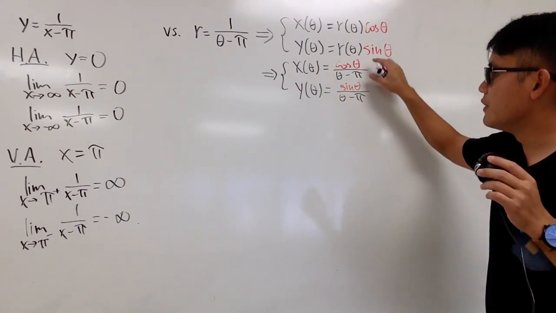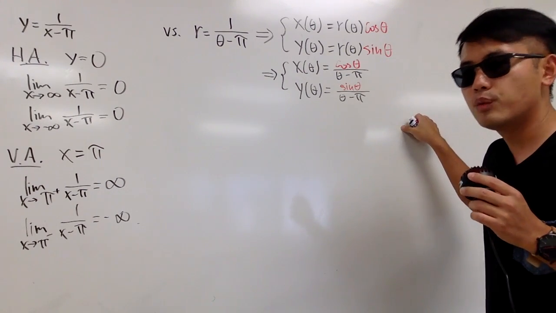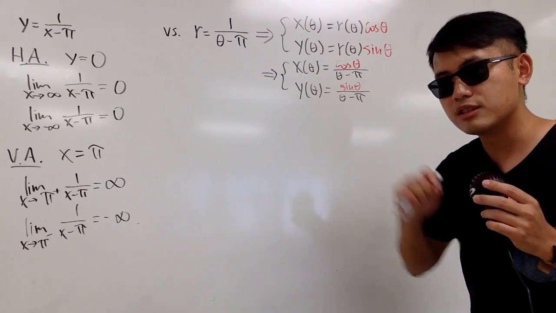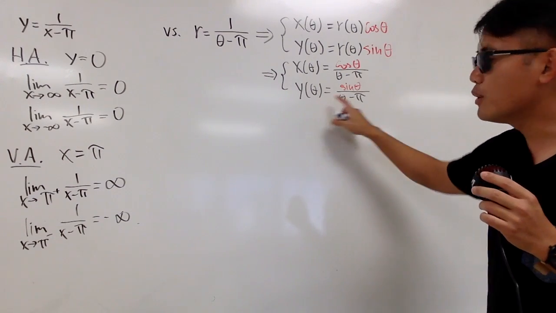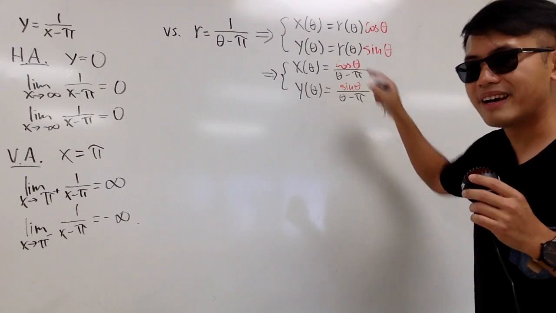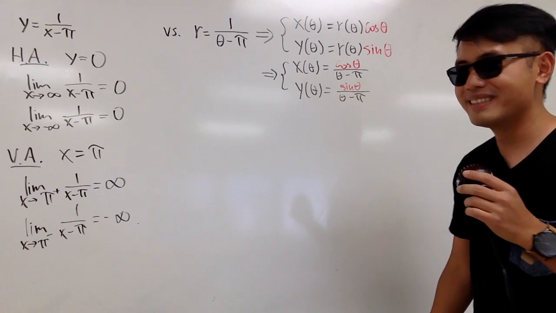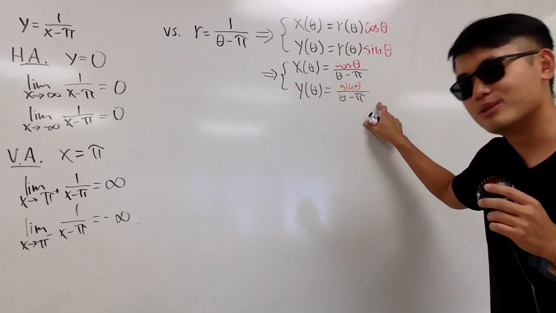For example, if x goes to infinity and y goes to a finite number, then we can say we have a horizontal asymptote. Similarly, if y goes to infinity, or negative infinity as well, and x goes to a finite number, in that case, what can we say? That's a vertical asymptote. So we are going to do this super carefully.